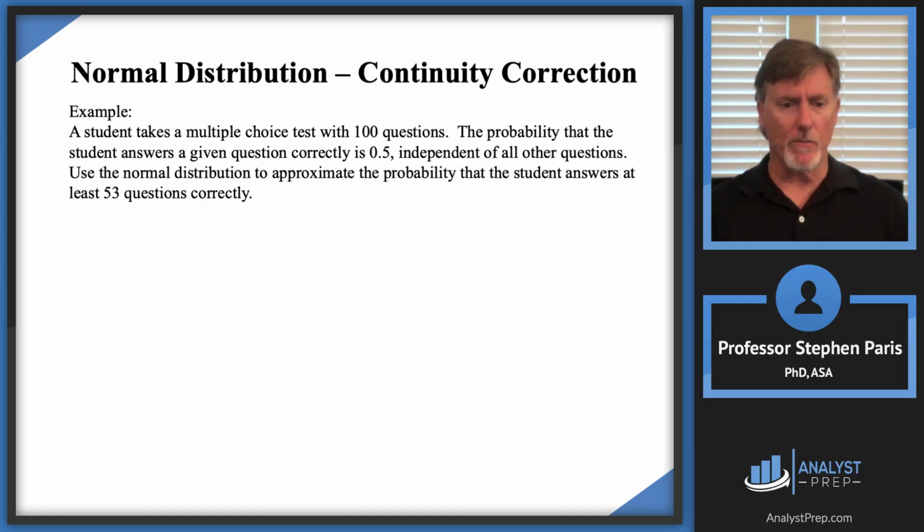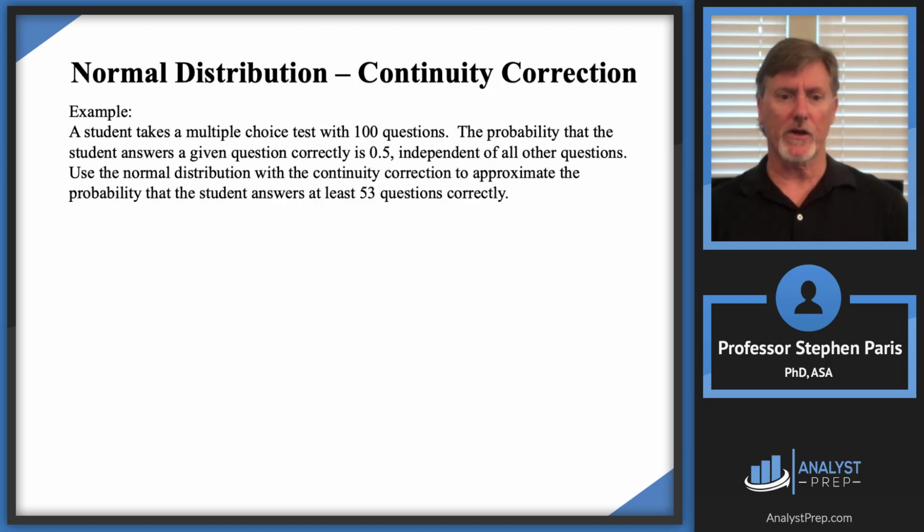Okay, so now let's go back to our problem. This is the problem as it's stated. Now look at the last sentence, where it says use the normal distribution to approximate. I'm going to change it up. Now I'm going to say use the normal distribution with the continuity correction to approximate the same probability that we have.